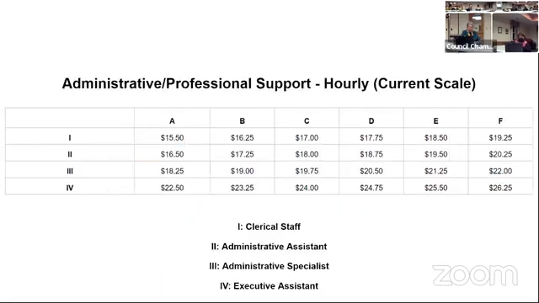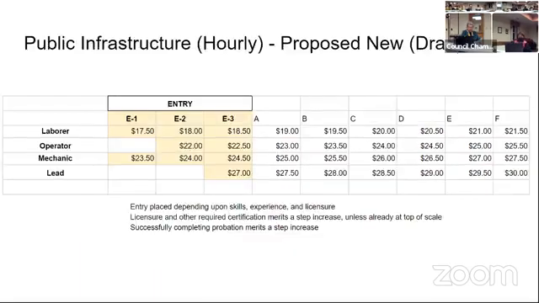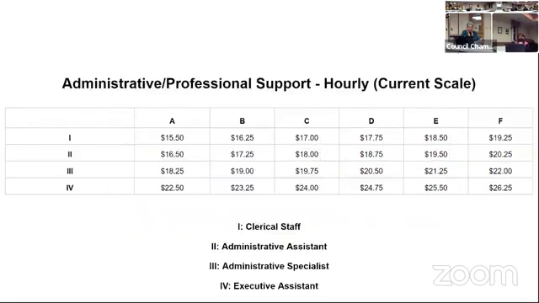Okay? And you'll notice it's a proposed draft because I'm not even ready to really propose the pay scale, but it gives you a sense of where I think the market tells us we should be. So instead of having everybody on one pay scale, I am proposing that we break our pay scale up. And we started to do that last year when we created an administrative professional support pay scale for our hourly folks.